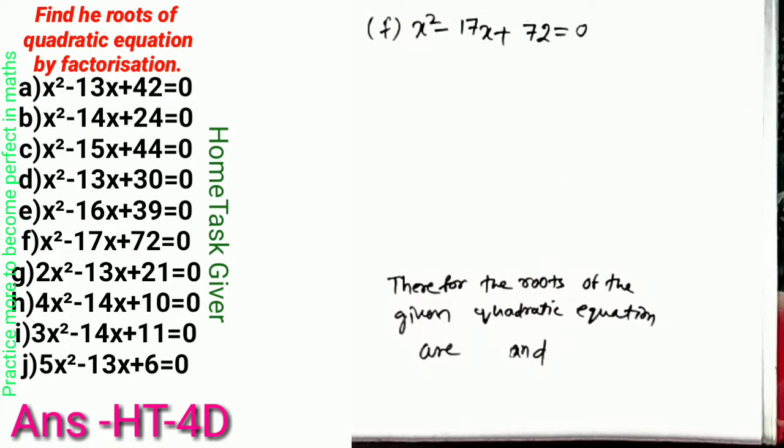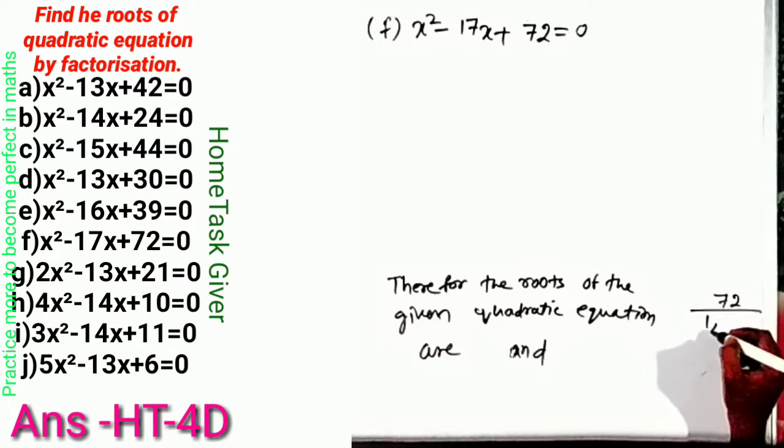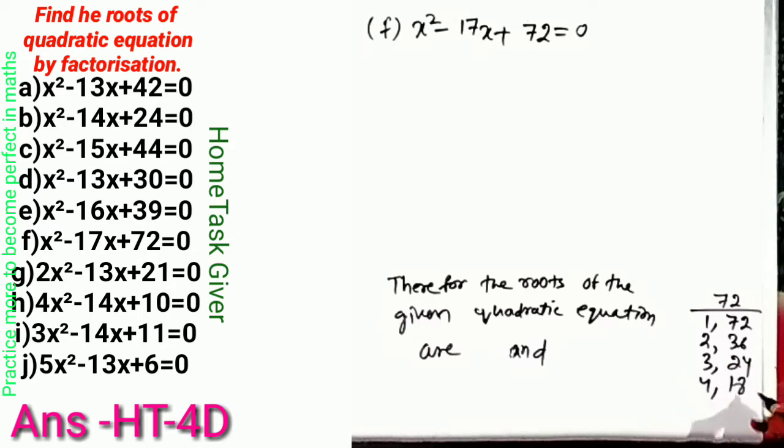Here the coefficient of x square is 1 and the constant is 72. So 1 into 72, 72 factorize it: 1 and 72, 2 and 36, 3 and 24, 4 and 18, 6 and 12, and then 8 and 9. Here the two terms 8 and 9 are such that their product is 72 and sum is 17.